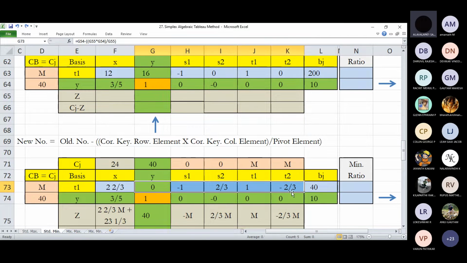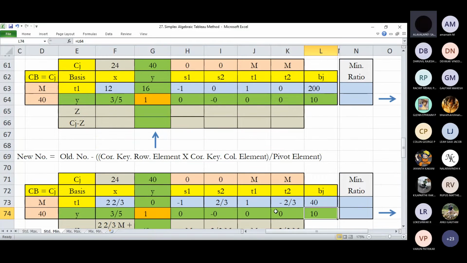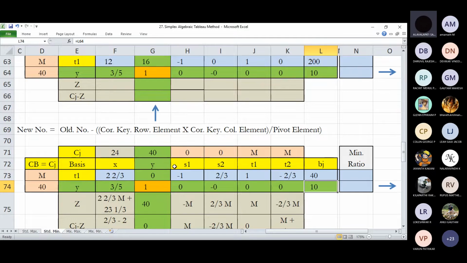And once you repeat the procedure till bj, 200 now becomes 40. So I'll just repeat for the bj, which is the old value 200 minus its corresponding element in the key column, multiplied by the corresponding element in the key row, divided by the pivot element. So that will become 40, right? You can see 200 now becomes 40. Once you do that, the next step is you need to find the value of z.